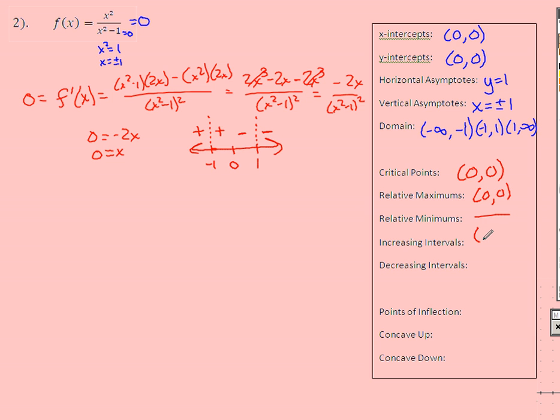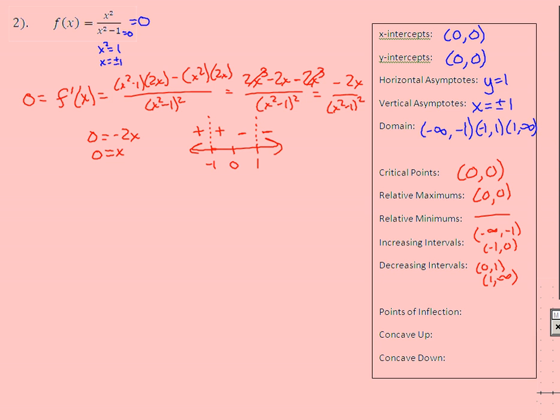Increasing intervals, where do I have a positive for my derivative? That's from negative infinity to negative 1, and from negative 1 to 0. It's decreasing from 0 to 1, where the derivative is negative, and from 1 all the way to infinity. So that was a pretty quick and easy fix there, and now it's going straight on to doing the second derivative.